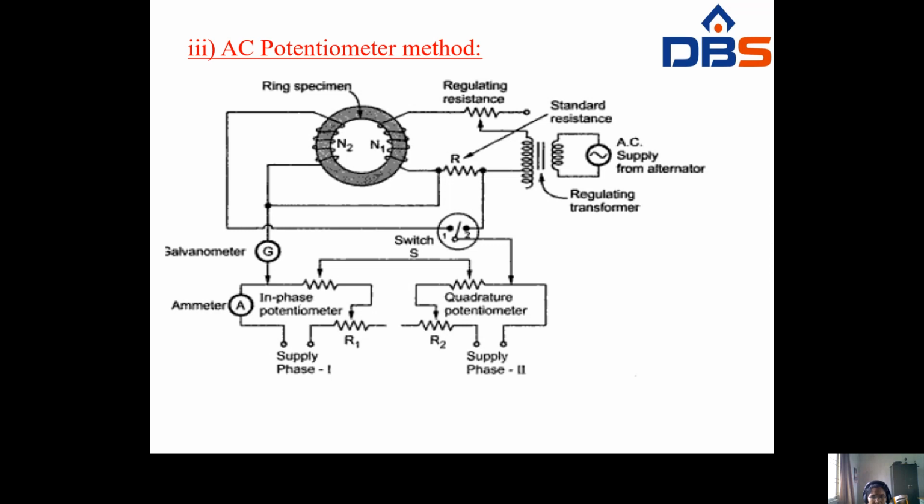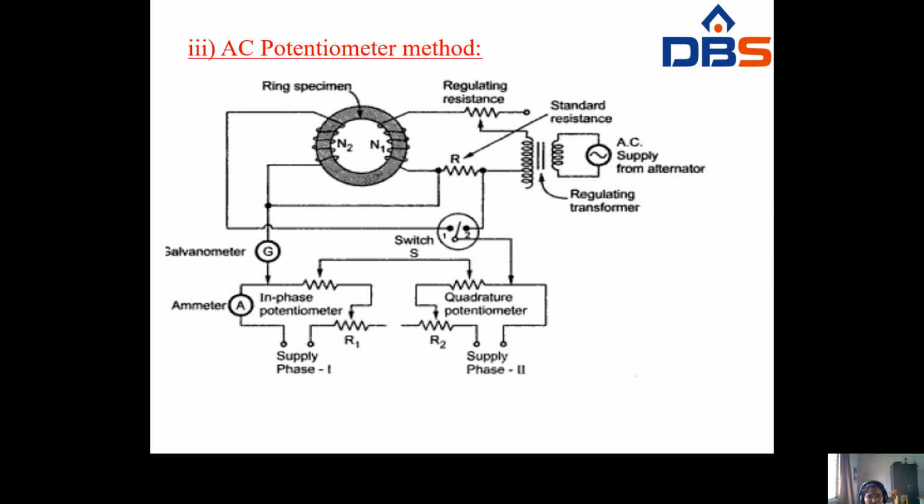For the primary you connect a regulating resistance and a standard resistance, and the AC supply from the alternator is given here. For the in-phase potentiometer and quadrature potentiometer, you give supply phase 1 and supply phase 2, and this is a galvanometer. Whenever the galvanometer shows null deflection, the potentiometer is standardized, and the deflection is proportional to the current flowing through it. Similarly, how much current flows, we find out using this resistance.